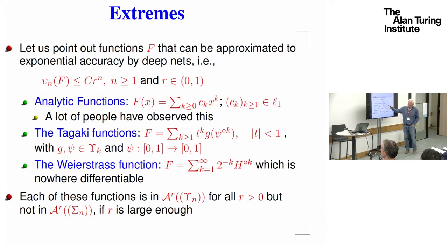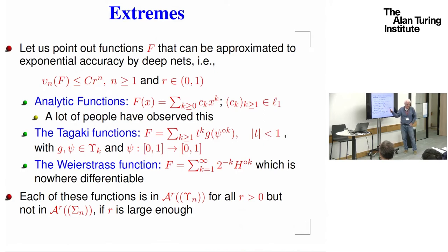In dynamical systems, there are these functions called Tagaki functions. How are they gotten? You take a fixed function psi, and you compose it many, many times. That gives you psi k. You apply an outer function g to it, and then you sum them with some parameter t. T is a real number, and think of it as less than 1. The simplest example of a Tagaki function is this one.